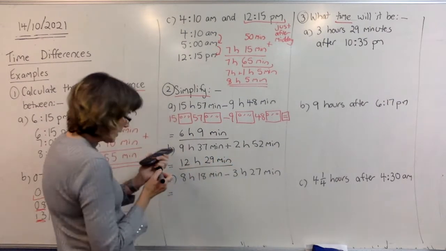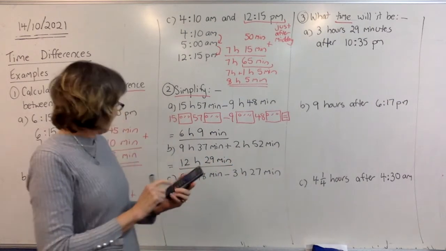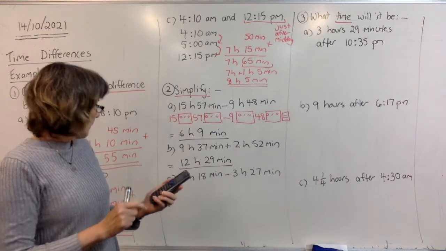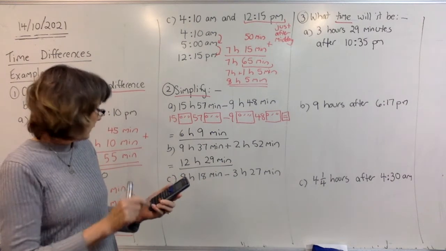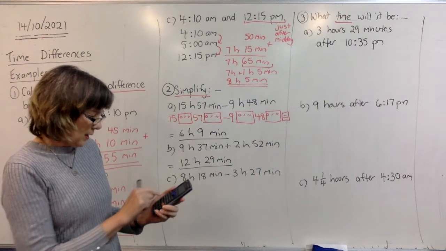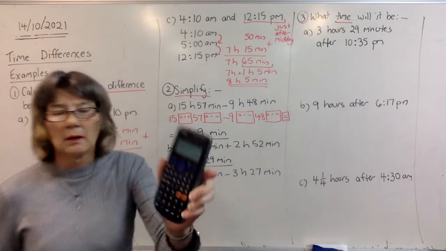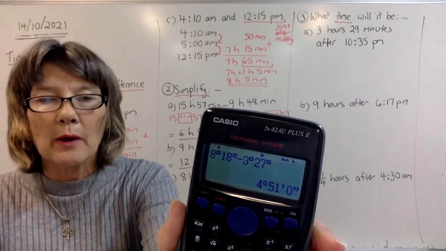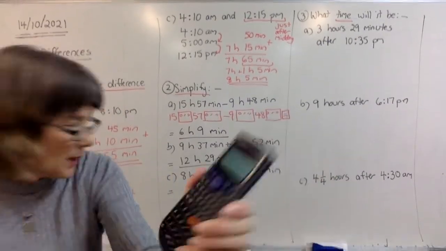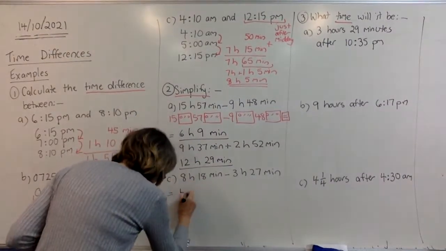All right, let's try the next one. You can do this yourself. So we're doing 8, bubble key, 18, bubble key, minus 3, bubble key, 27, bubble key, equals, and we get 4 hours, 51 minutes, no seconds. So 4 hours, 51 minutes.